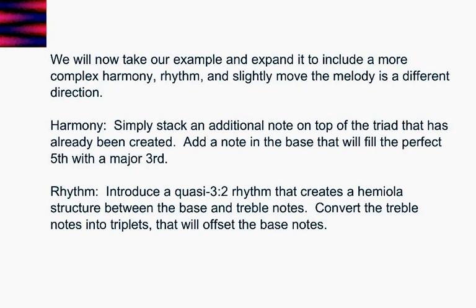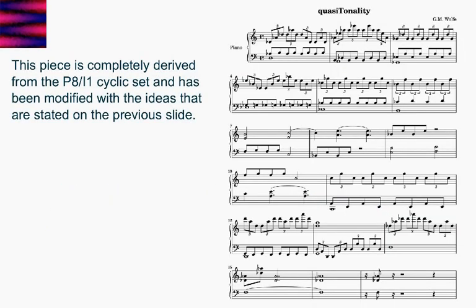With respect to the rhythm, on this particular piece of music, we're going to introduce what's called the Quasi 3-2 rhythm. The 3-2 being the hemiola structure of rhythm, and that's going to be produced between the bass and the treble notes. We're going to convert the treble notes into these triplets and arpeggiate the triplets, and they'll offset the bass notes. Well, what does this piece of music look like? It looks like this piece of music right here.